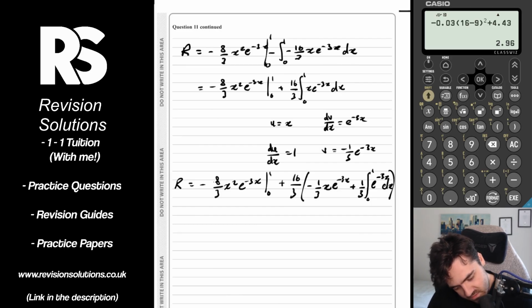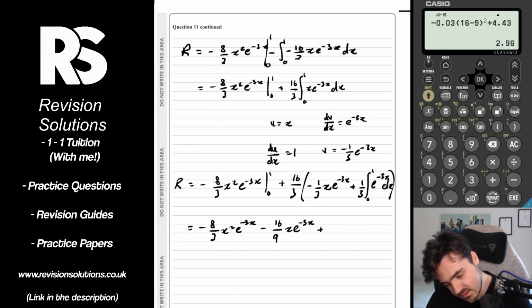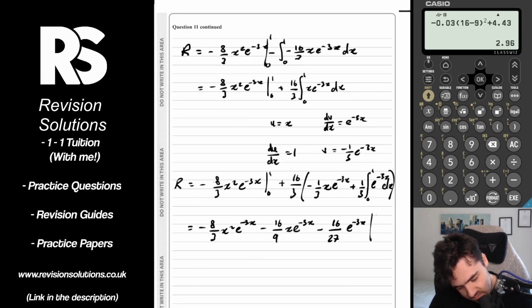Okay, now let's do that last integral and then bring it all together into one limit. So that's -8/3 x squared e to the -3x. And it'd be -16/9 x e to the -3x. And then the last bit is going to be plus, oh sorry, actually it's going to be, because another minus is going to come down, minus 16 over 27 e to the minus 3x. And that's evaluated again from 1 to 0.